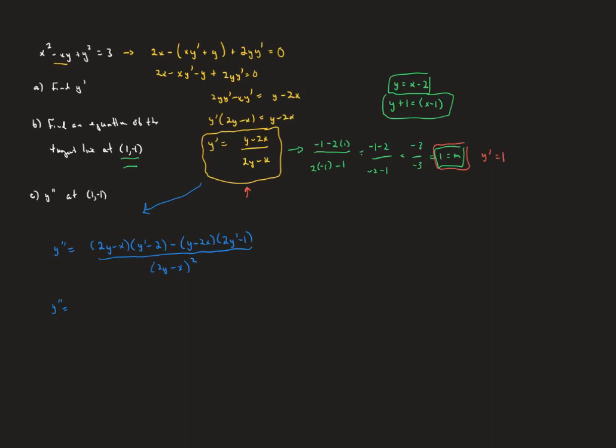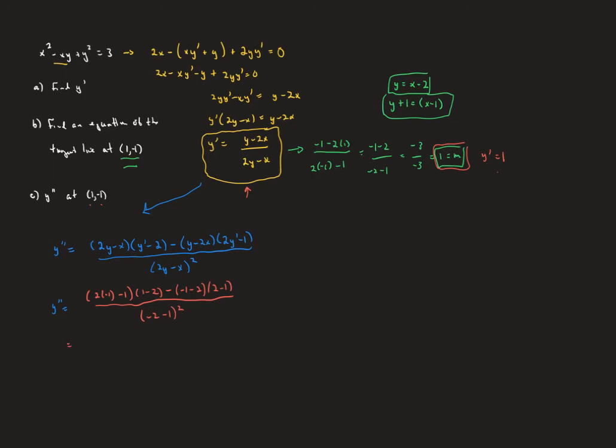So what we're going to get now then is going to be 2 times negative 1 minus the 1. I'm plugging in 1 for x and negative 1 for y, and I'm going to plug in 1 where we see the y prime. So that's going to be 1 minus 2 there, minus the y is negative 1, minus 2 times 1 is a minus 2, 2 times y prime, which is 1, minus 1, all over 2 times y, which is going to be a negative 2, minus 1, and we're going to square that.